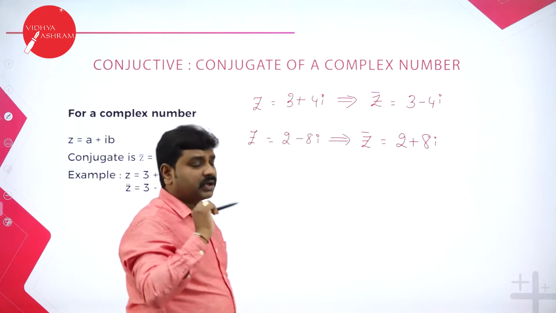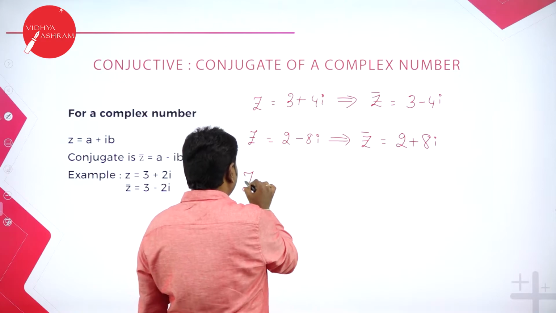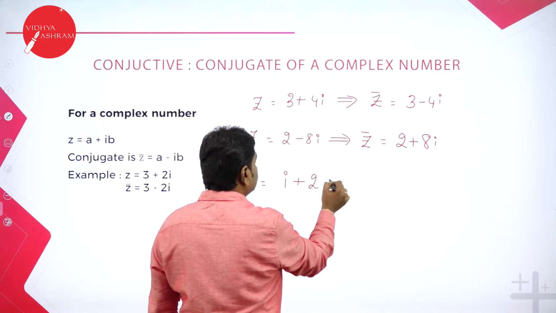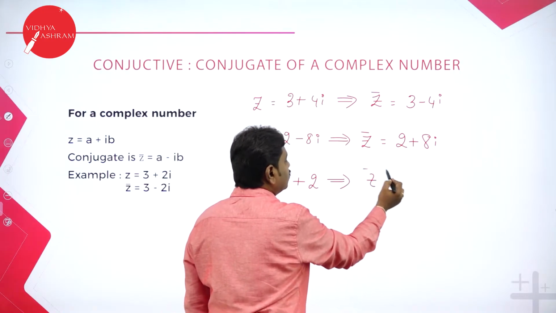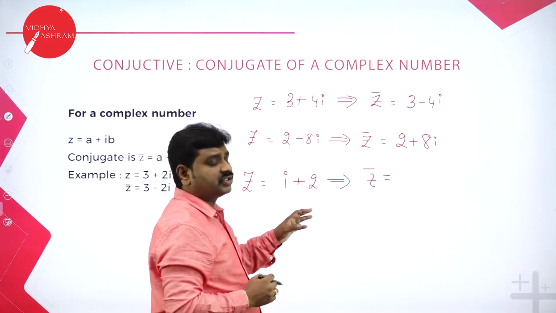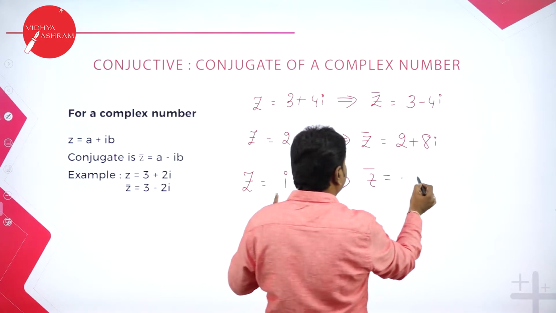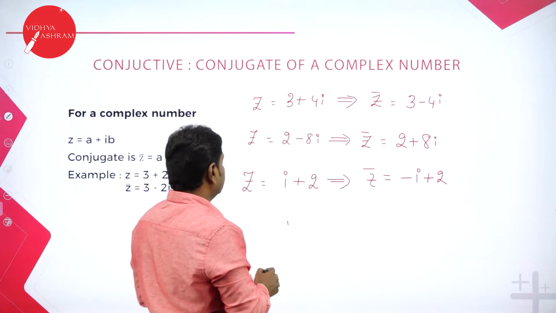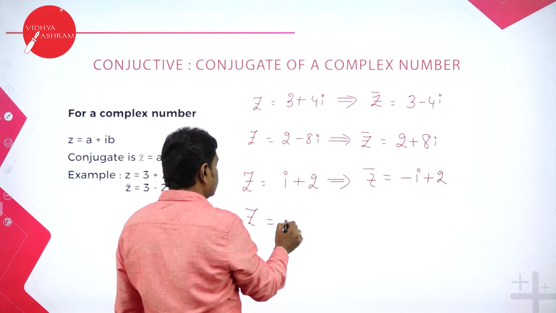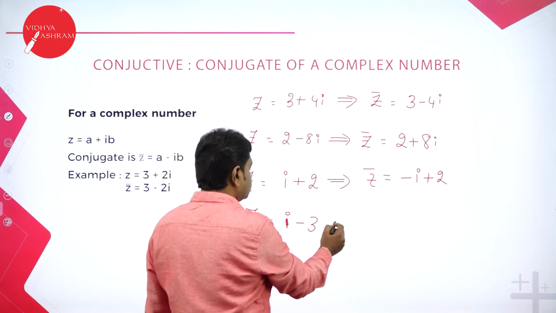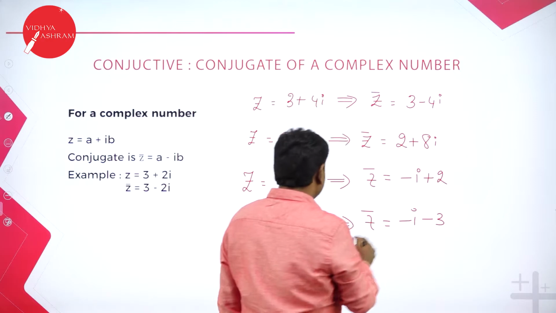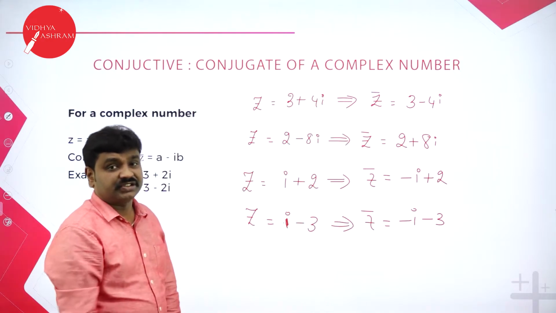And the third important thing is if z is equal to i plus 2. Z bar is, see, I have rearranged, but only the coefficient of i should change. Minus i plus 2. Plus 2 does not change, only the coefficient of i changes. Suppose z is i minus 3. Z bar is minus i minus 3. Please understand, only the coefficient of i changes.